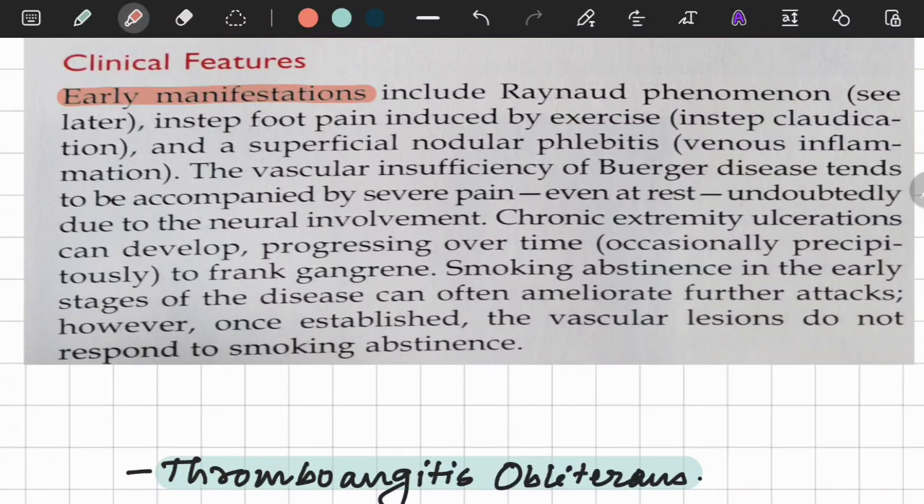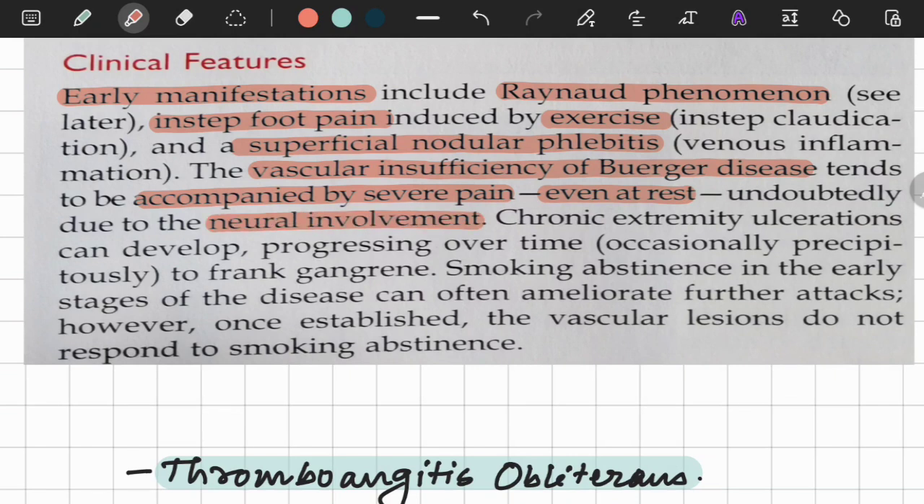Now let us talk about the clinical features. The early manifestations include Raynaud's phenomenon, instep foot pain induced by exercise, instep claudication, and a superficial nodular phlebitis, that is venous inflammation. The vascular insufficiency of Buerger's disease tends to be accompanied by severe pain even at rest, undoubtedly due to neural involvement. Chronic extremity ulcerations can develop, progressing over time, occasionally precipitating frank gangrene as well.